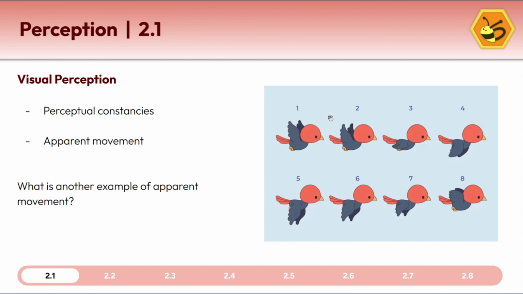Apparent movement is when we perceive stationary objects to be moving. A really good example of apparent movement is animations. Animators basically make frames, right? And the frames themselves, like this bird flying right here, they're stationary. This is a stationary picture. But if I were to flash the images after one another, your brain would perceive that as a continuous movement of the bird's wings. So, can someone think of a different example of apparent movement?